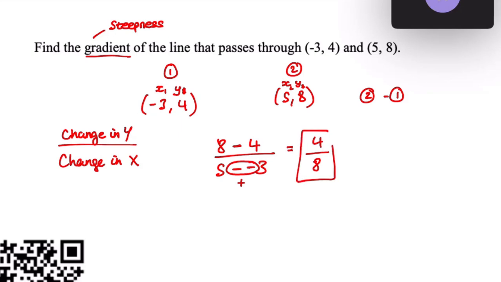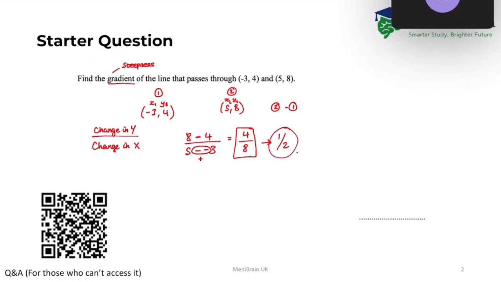So your answer is 4/8. You can simplify that to a half. So your final answer is a half. So the gradient of this line, the steepness of this line, is a half.